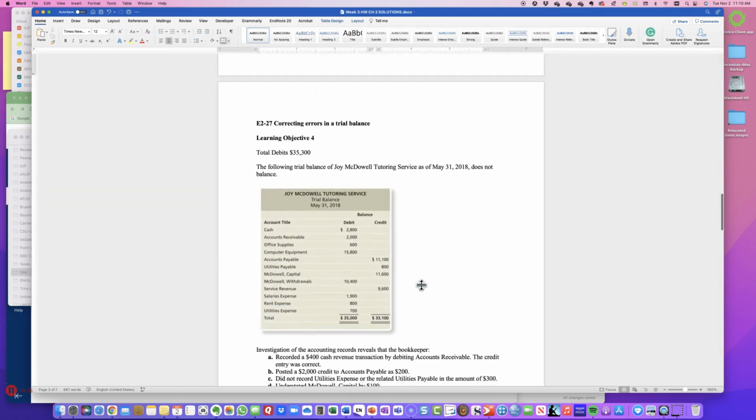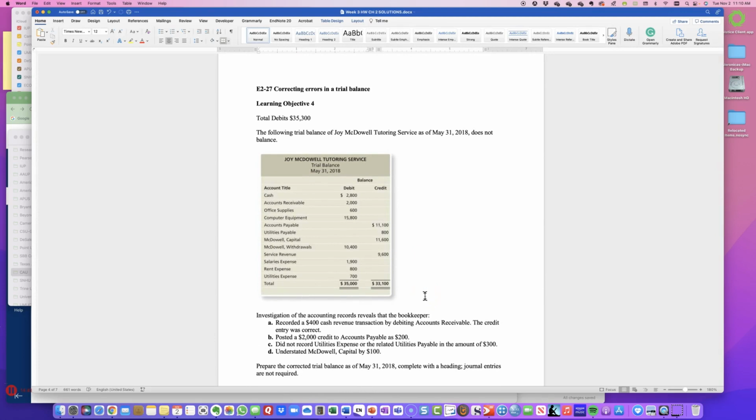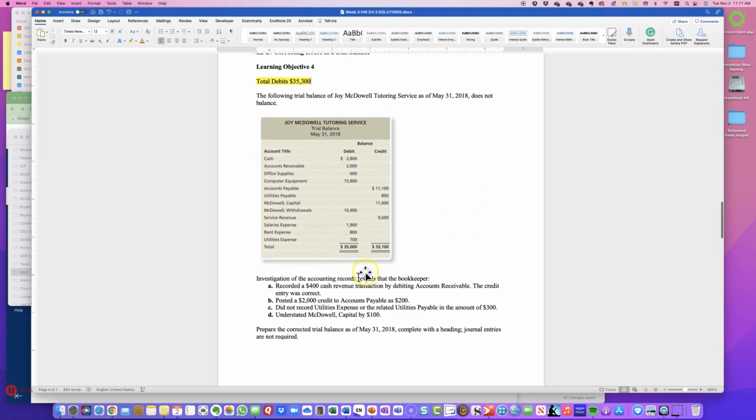Now we move on where we're trying to correct errors in a trial balance. So our total debits equal $35,300. So this is your check figure here. And so we are given this trial balance from Joy McDowell Tutoring Services as of May 31st, 2018, and it doesn't balance. We see that there's 35,000 here in the debits and there's 33,100 in the credits, and these should be equal. And we are being told here that 35,300 is what it should be. So we know that debits equal credits, so both of these amounts when we're done with this should be 35,300.